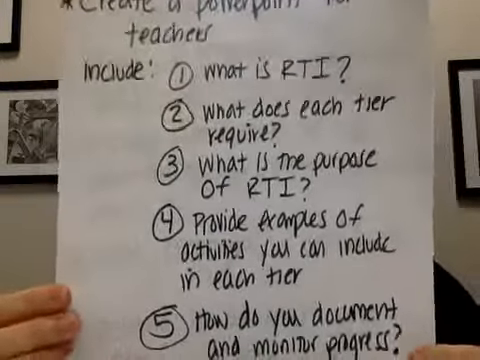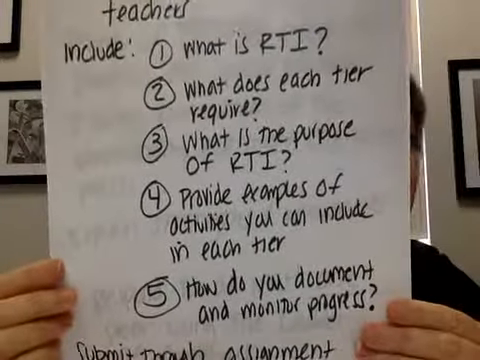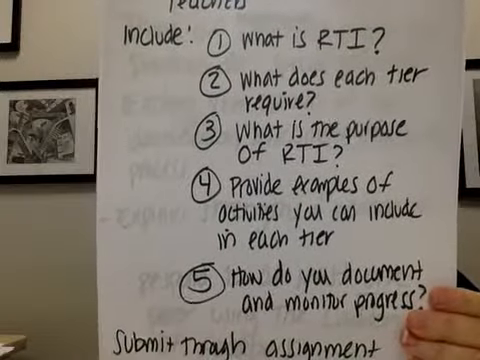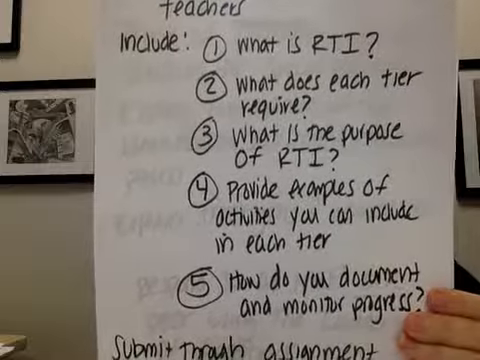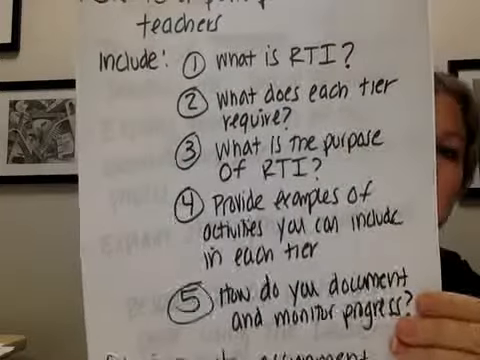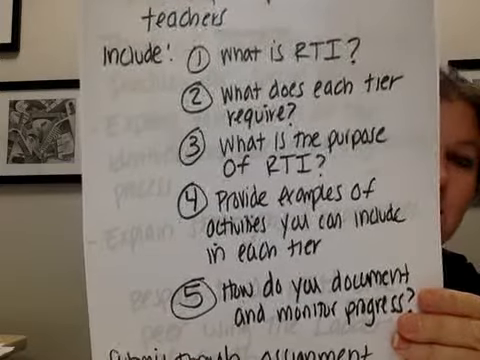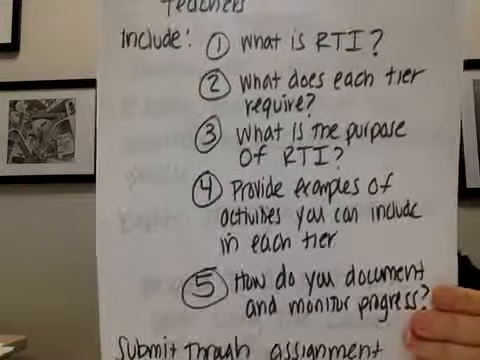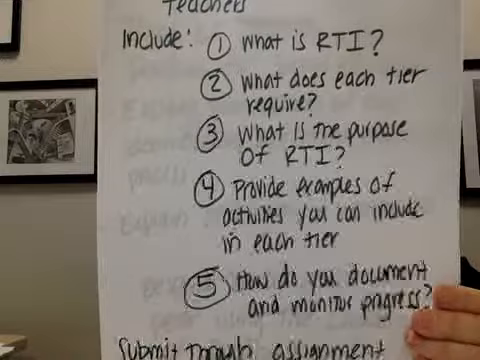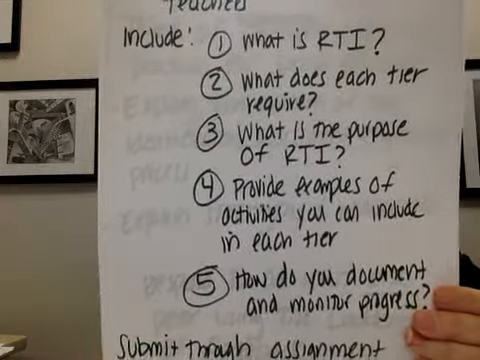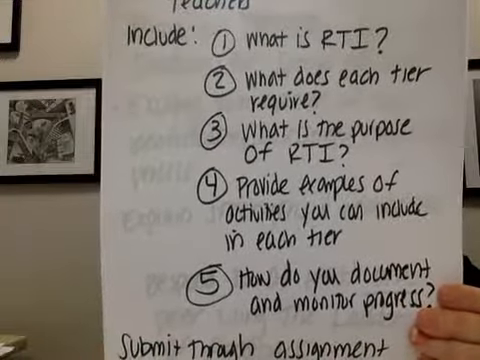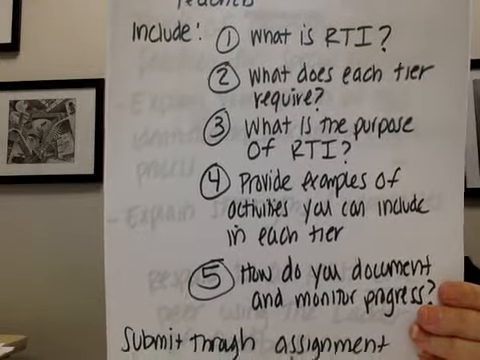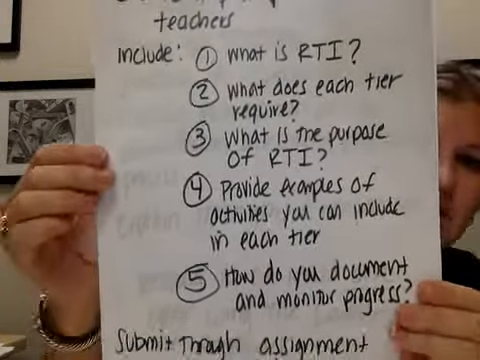And lastly, how do you document and monitor progress? RTI is all about assessing through various means and then providing interventions based on those assessment results. So we're going to be monitoring progress throughout the whole RTI process. How do you document this monitoring, and how do you monitor progress? What are you doing? How are you making sure that these students are indeed moving through the RTI process or moving back? And how do you document and monitor their responses to the various interventions that you're providing?